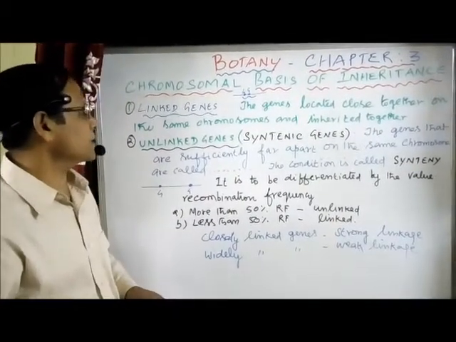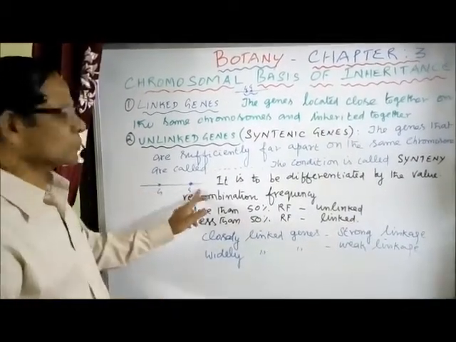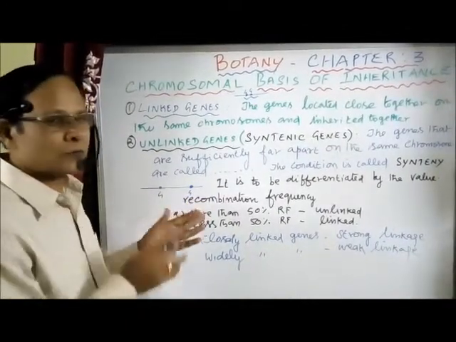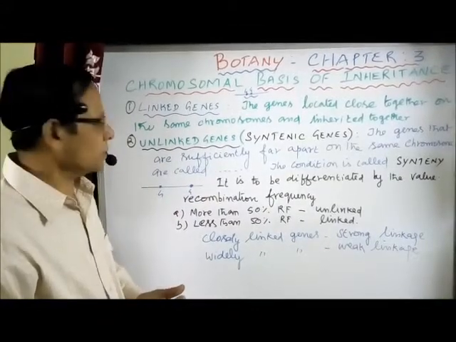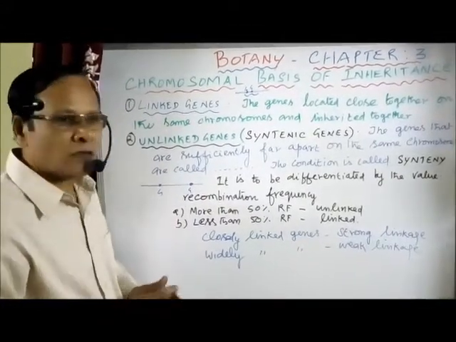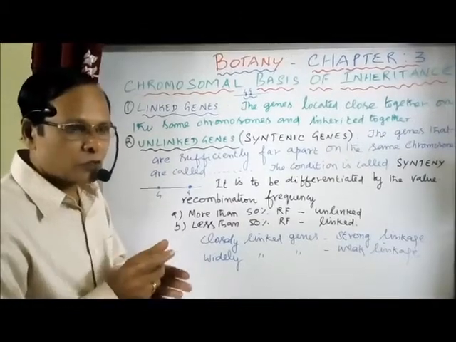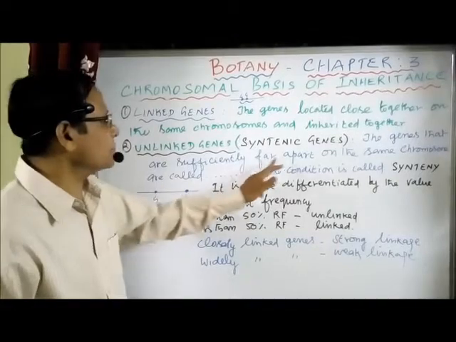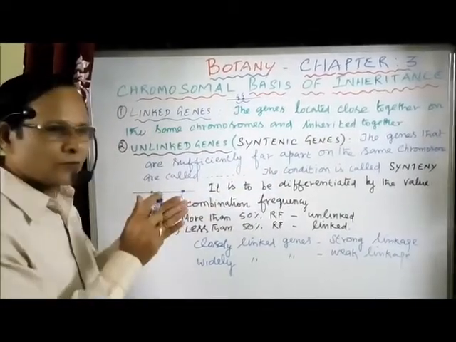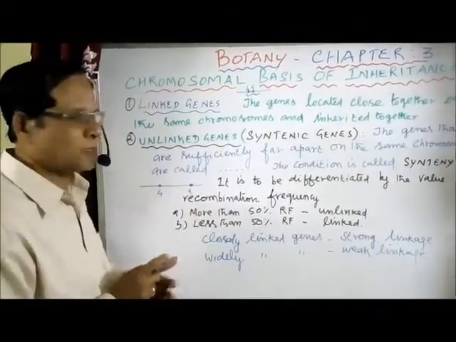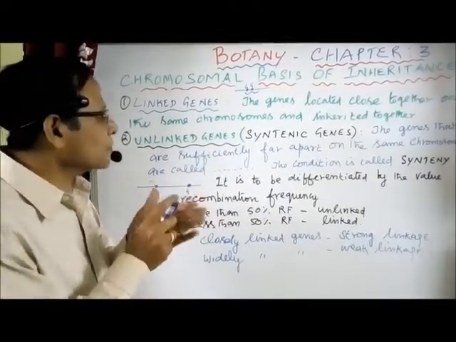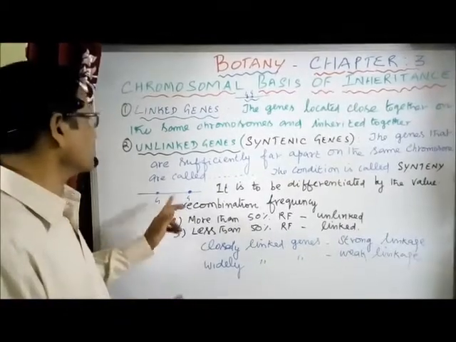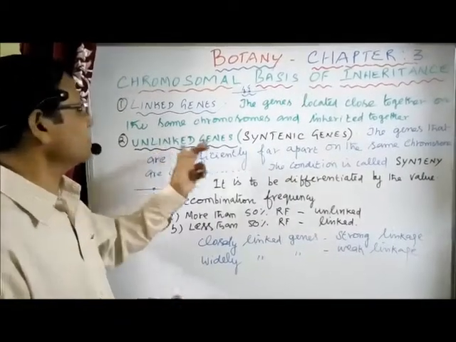Now what do you mean by unlinked genes? Suppose you are taking a chromosome. I represented a simple picture having two genes which are placed far apart. Such genes are not linked. They give a chance of crossing over. So the genes that are sufficiently far apart, I represented G and G representing the genes, located far apart on the same chromosome, are called unlinked genes.